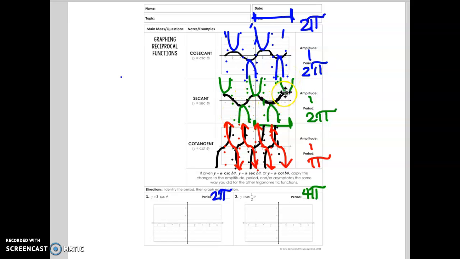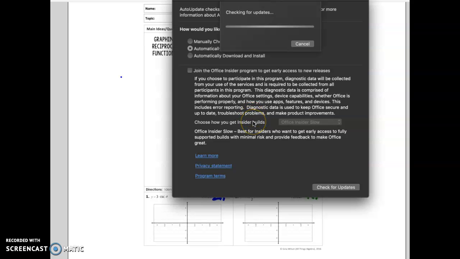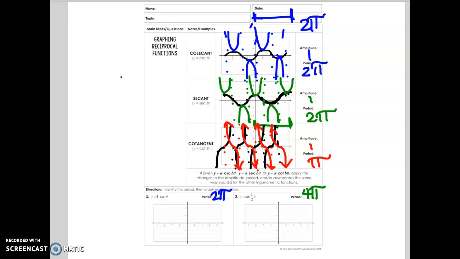I graphed my cosine function. Everywhere there's a 0, that's where the asymptotes are. Where there's a max, then we have a parabola that opens up. Where there's a min, we have a parabola that opens down. Same thing from 0 to 2 pi. I hope that kind of makes sense. 0 to 2 pi is my period again. The amplitude is still that distance from the x-axis to those kind of parabola-looking values.